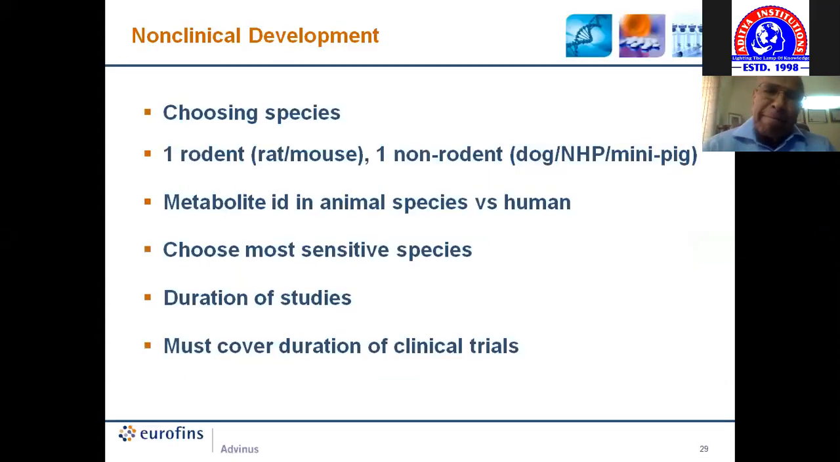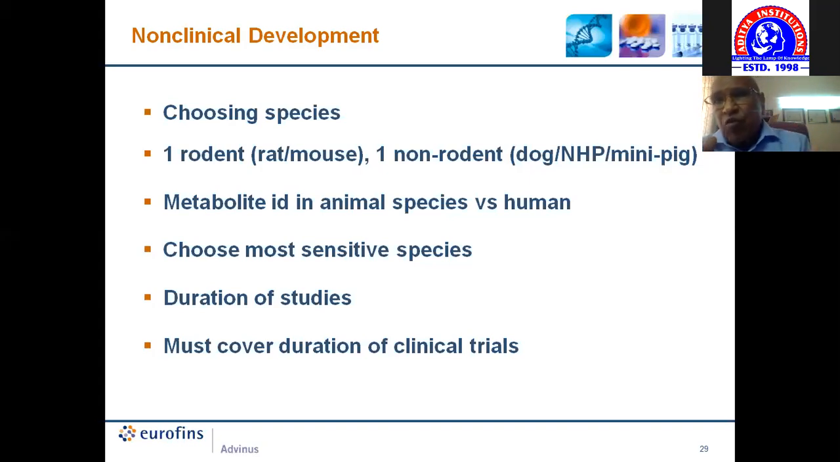Next slide, please. Okay. Now, non-clinical development: we are talking about the types of studies we do. We choose the species based on the therapeutic area, based on the chemical and pharmacological effects of a drug, and the therapeutic effect. Most regulators started this way, and we always choose one rodent and one non-rodent. Rodent being a rat or a mouse, non-rodent typically a dog, in some cases non-human primates, and in some cases mini pigs. Some people have done studies in baboons also, very rarely.